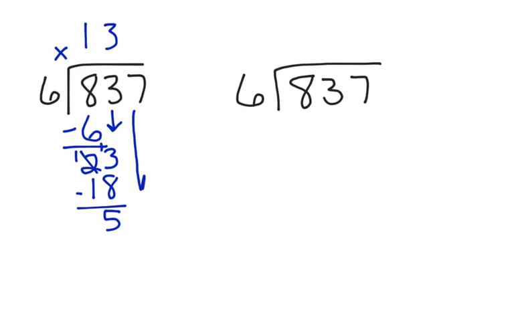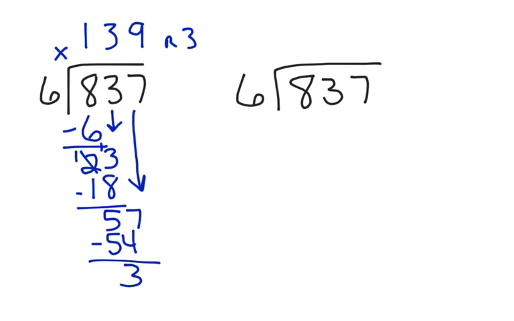I bring down the 7, and I start the process one last time. 6 times what number gets me close to 57? 9. 6 times 9 is 54. I subtract, leaving me with a remainder of 3. So 837 divided by 6 is 139, remainder 3.